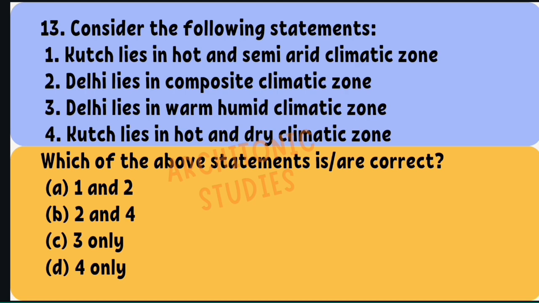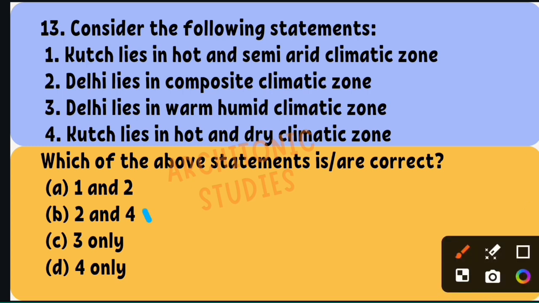Next question. Consider the following statements. 1. Kutch lies in hot and semi-arid climate zone. 2. Delhi lies in composite climate zone. 3. Delhi lies in warm humid climate zone. 4. Kutch lies in hot and dry climate zone. Which of the above statements are correct? 1 and 2, 2 and 4, 3 only, 4 only. And the answer is B, 2 and 4.